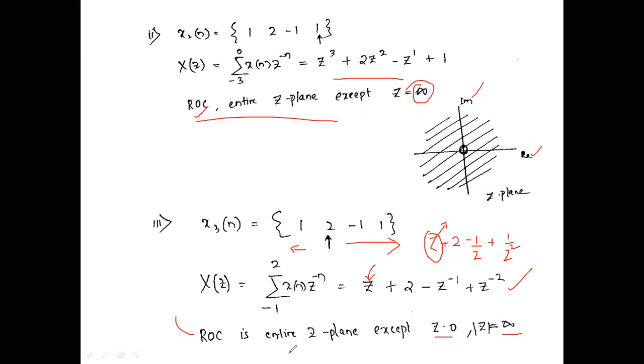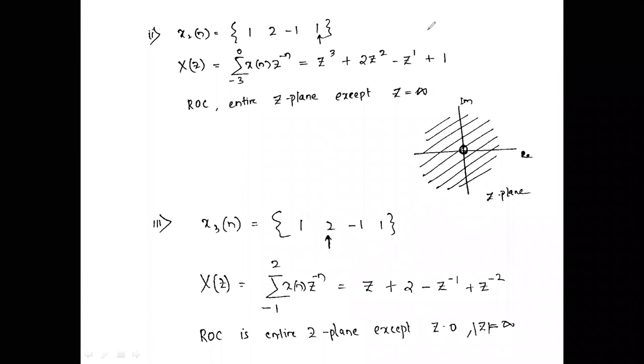Okay, so we have seen three types of problem now. One signal was right sided, another signal was left sided, another signal was both sided. The ROC here in all three cases was the entire z plane. That means X of z would give me a finite value whatever value we substitute, 2 lakh, 3 lakh, 4 lakh, or minus 95, except z equal to 0 or z equal to infinity.